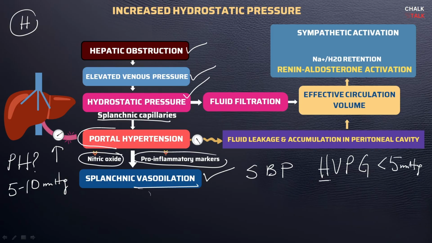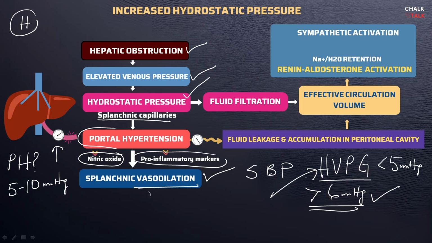So when this parameter here is greater than 6 millimeters of mercury, this is what defines portal hypertension. So when HVPG is greater than 6, I repeat, this is portal hypertension. And it's not a secret, hepatic venous pressure gradient correlates well with the development of complications, particularly esophageal varices and variceal hemorrhage.